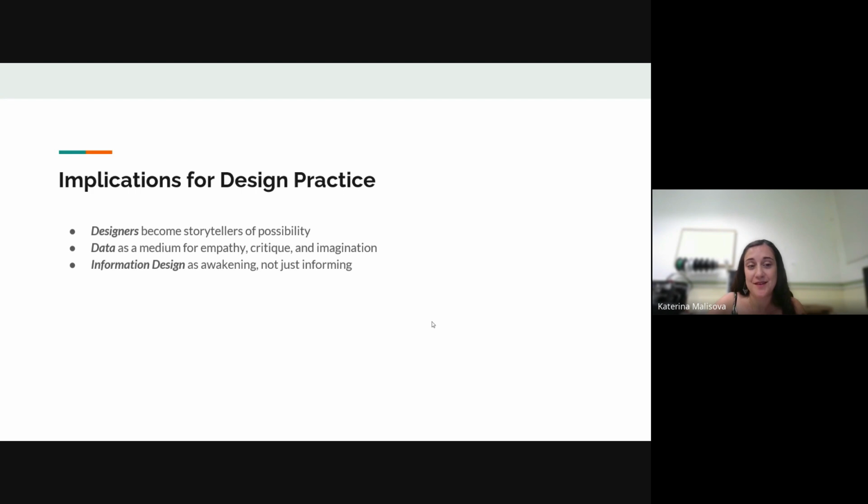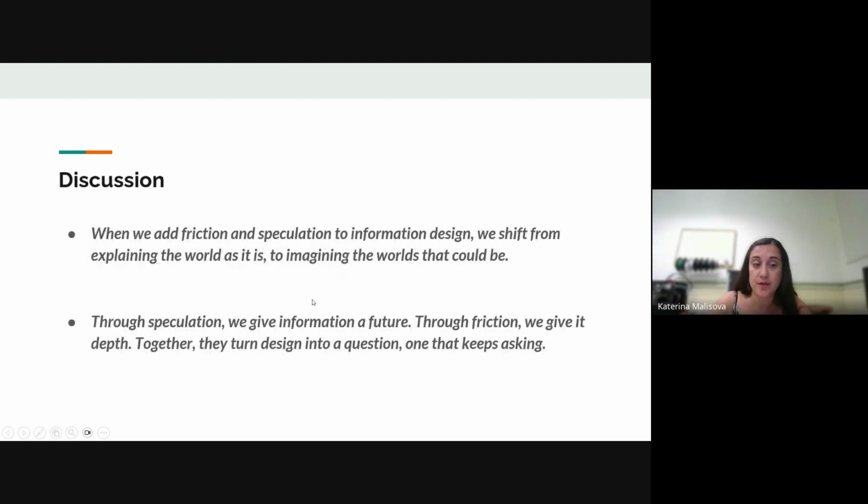Next slide. And to conclude with our presentation, when we introduce friction and speculation into information design, we want to shift from describing the world as it is to imagining what it could be. So through speculation, we give information a future. Through friction, we try to give it some depth in design process. And together, we think that they can transform design into a question, one that never stops asking.